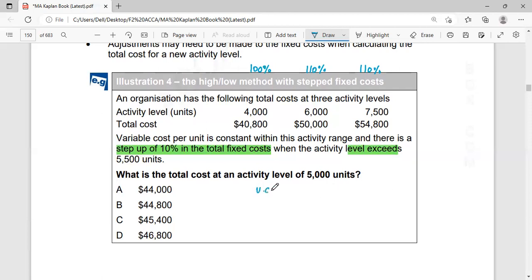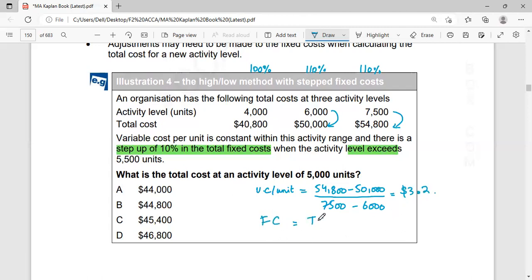Now we have to calculate variable cost per unit using these two activity levels. The highest one is 7,500 and cost is 54,800, and at the other the cost is 50,000. So 54,800 minus 50,000 divided by 7,500 minus 6,000. Please tell me what's the answer. It's 3.2.